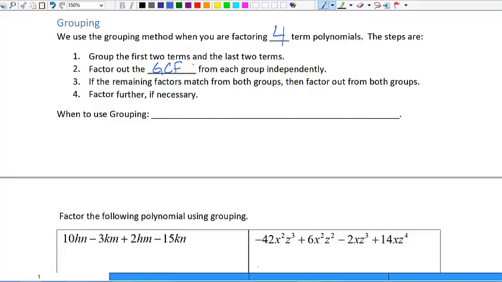So, when do you want to use grouping? We only use grouping when we're factoring 4-term polynomials. This is the only time grouping is actually going to work.